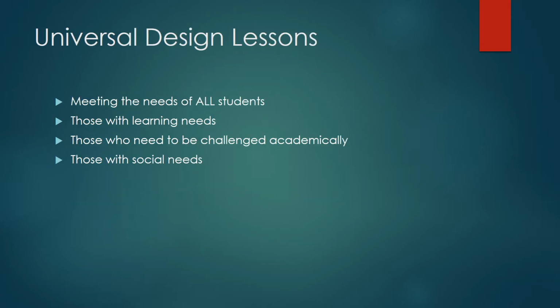Next, we're going to talk about universal design lessons. The most important part of this is about meeting the needs of all students. Just like the article I talked about before, where education has progressed and where differentiated instruction has progressed is not just labeling struggling students with ways to accomplish the lesson plan and main goal, but all students. So that's those with learning needs, those who need to be challenged academically, and also those with social needs. It's encompassing all of that. That way we're able to further the classroom and not just start labeling students who might need help.